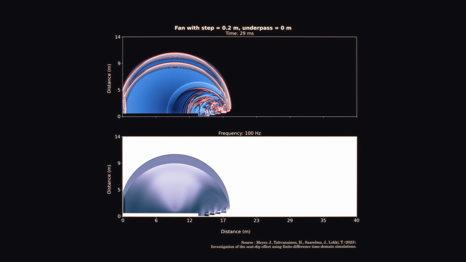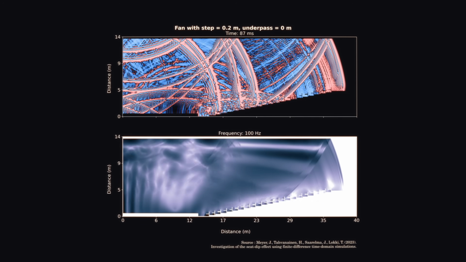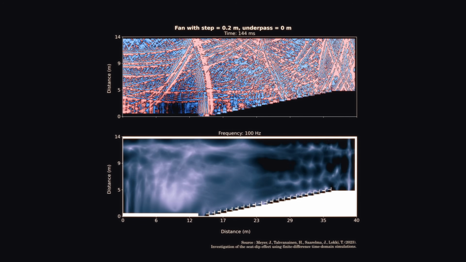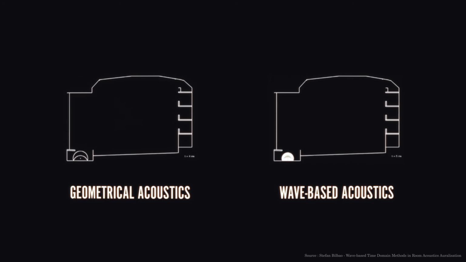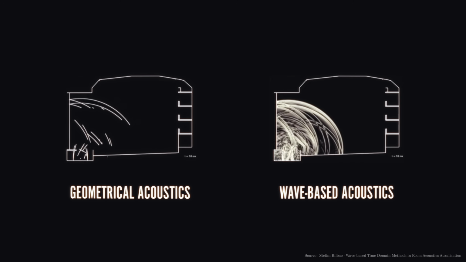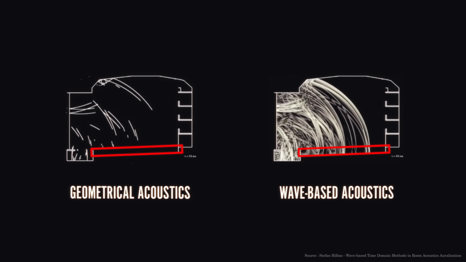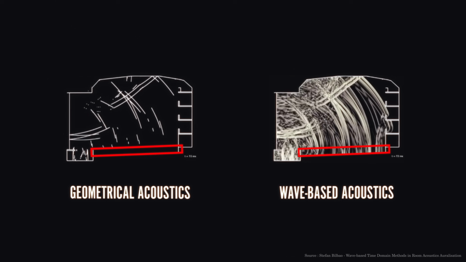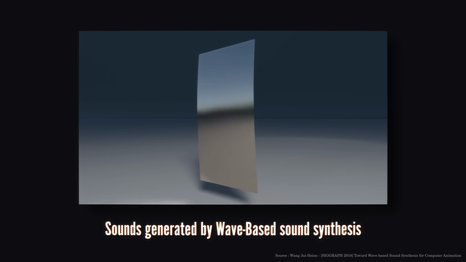This has the advantage of simulating all behaviors of sound, including diffraction, where geometrical acoustics usually fail. Look at this comparison between the two, and you can see that geometrical acoustics fail to propagate sound at the bottom because it doesn't model diffraction. And by the way, here we are talking about modeling reverb, but wave-based acoustics are not limited to just modeling air. It is possible that in the future, sound effects in animated movies will be purely generated by the animation itself.